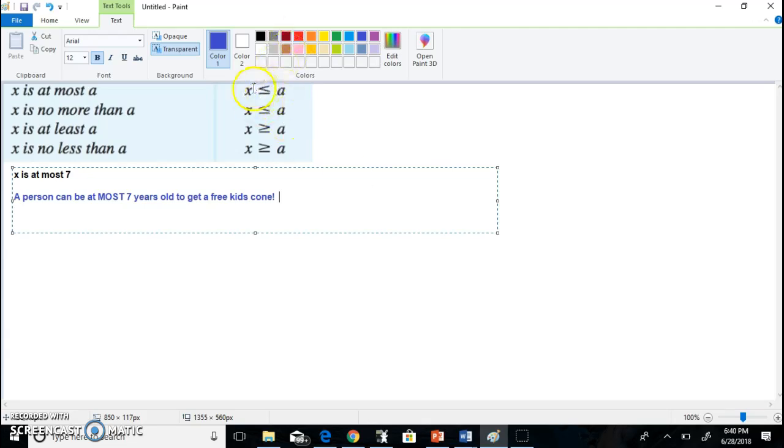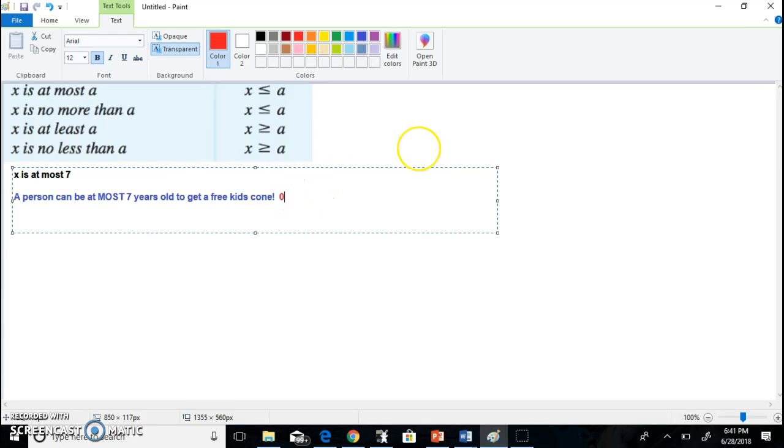But check out the sign here. For at most, it's a less than sign, right? So let's think about this. If a person can be at most 7 years old to get a free kids cone, the most age they can be is 7. They can't be any more than 7. So how old can they be?